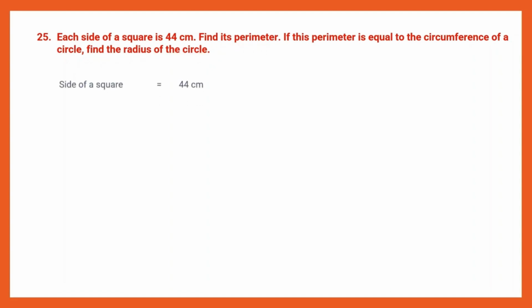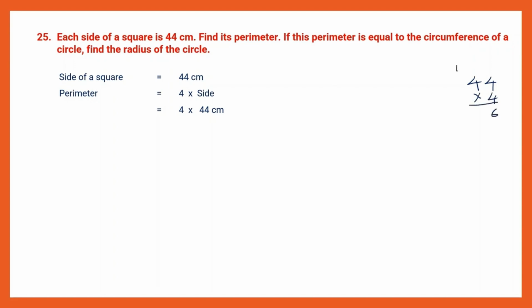So side of a square is already given to us. It's 44 centimeters. Now we have to find the perimeter using the formula 4 into side. And this will be 4 into 44 centimeters because side is 44. So 4 into 44 centimeters. Let's multiply this. So that is 44 into 4. 4 fours are 16, carry 1. 4 fours are 16 plus 1, 17. So we've got 176 centimeters. So the perimeter is 176 centimeters.